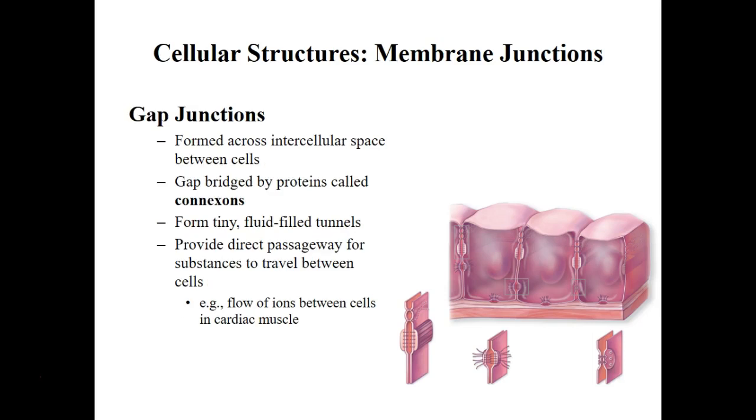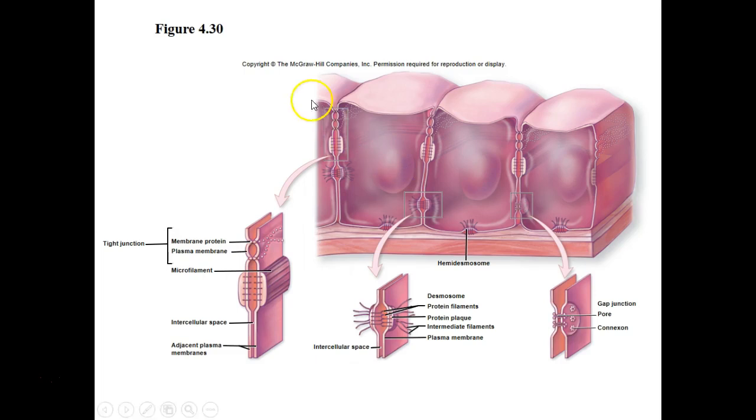And then we have gap junctions. Gap junctions are junctions that have tiny little pores, so you can see them right here, and they allow for communication. So nutrients can pass from one cell to the other cell, or electrical impulses can move from one cell to the other cell. So we basically can speak from one cell to another cell. And here you can see the tight junctions, the desmosomes, the hemidesmosomes, and the gap junctions.